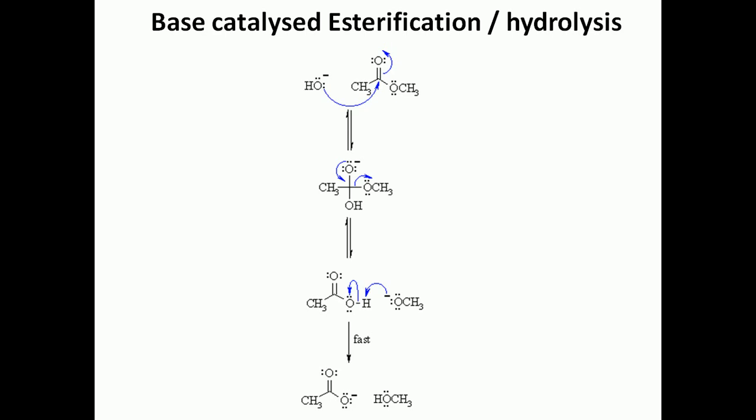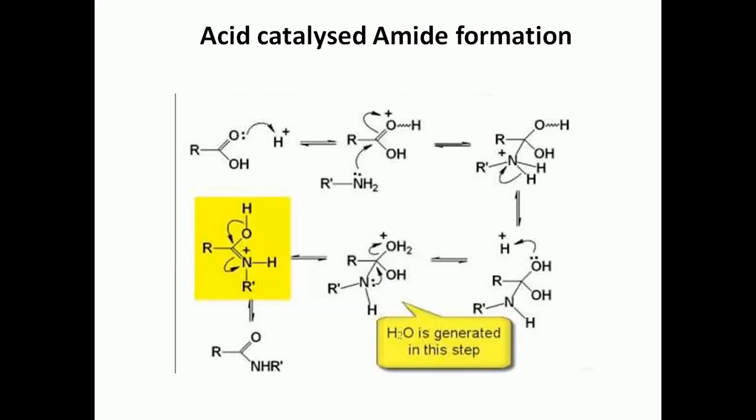So it immediately leaves, and the pair of electrons from this O minus shifts over here. When this leaves, you get the carboxylic acid and OCH3 minus. Now OCH3 minus is a base, so it will take this acidic proton, and you will get the carboxylate ion with the alcohol. So this is a very simple mechanism for hydrolysis of esters by base catalysis.